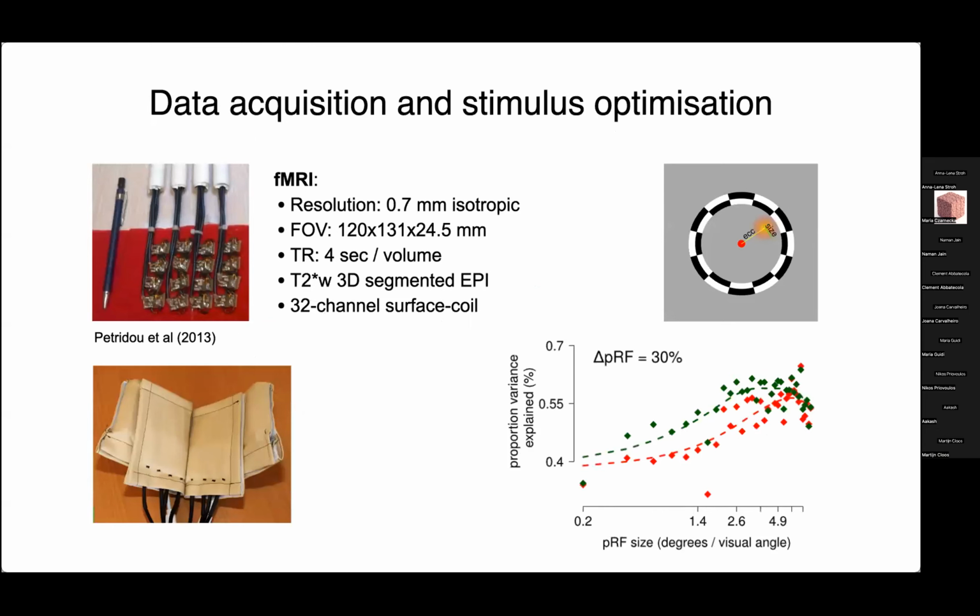A few words on the data acquisition. Nathalie Petridou, who is also here somewhere, has been really instrumental in helping us with this. We have custom-built surface coils. The other thing is that we simplified the stimulus. Normally we fit X, Y, and sigma, but in this paradigm, we only fit eccentricity and size. We also modeled the stimulus to be optimal for the difference that we expect to measure. So we actually simulated the data before we started measuring it.